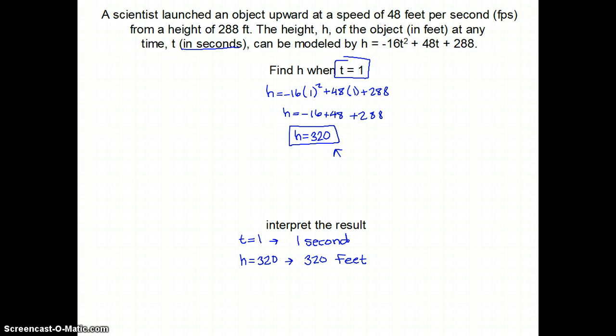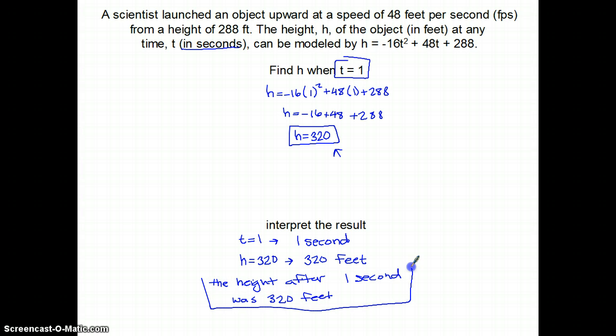So to interpret this in a complete sentence: the height after 1 second was 320 feet. And that is how we will interpret our result. Please make sure that you are writing complete sentences when you interpret results.